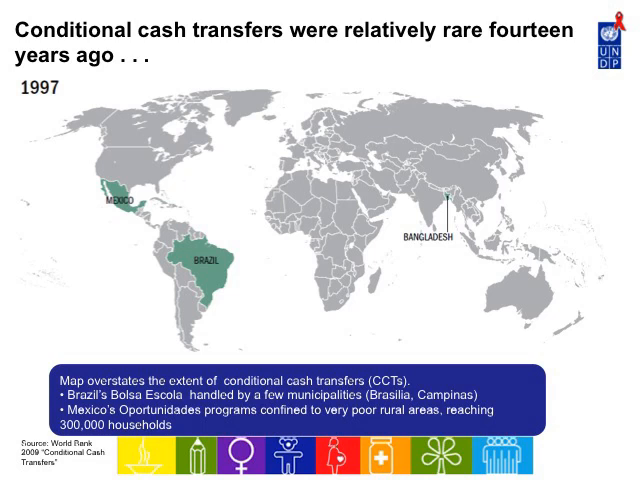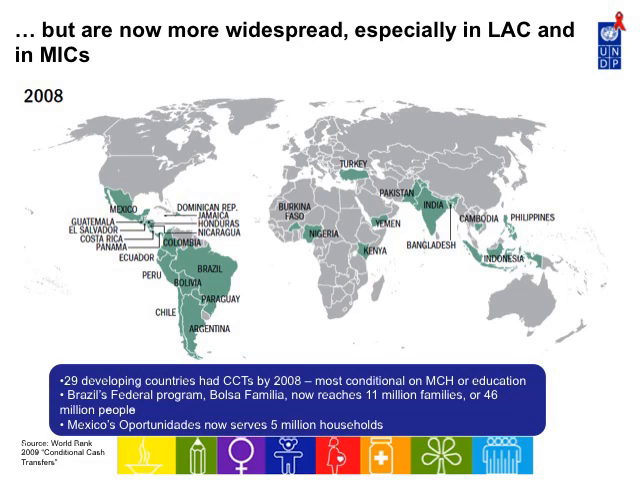Just to give a little bit of a lay of the land about how conditional cash transfers have developed over time. They were relatively rare about 14 years ago, so this is a map from 1997 where you can see that Mexico, Brazil, and Bangladesh were really the only three countries that had any sort of notable conditional cash transfer program in place, and those particular programs were actually quite small at the time. And they weren't national, as far as I'm aware, cash transfer programs at that point. But now they're a lot more widespread, so let's fast forward about 11 years, and you can see that almost all of Latin America and the Caribbean has some sort of cash transfer program in place, and that they've actually expanded to various other regions of the world.